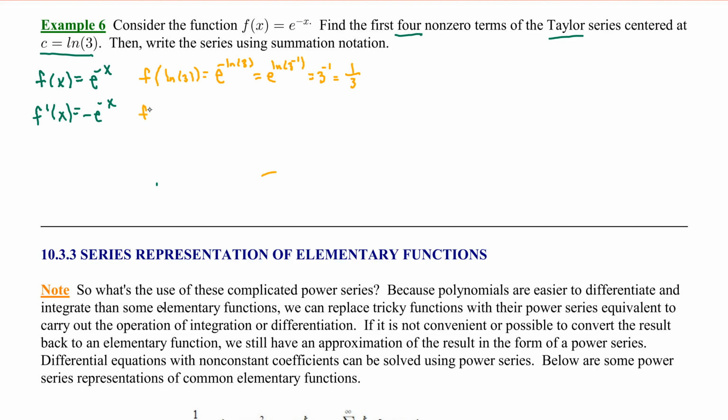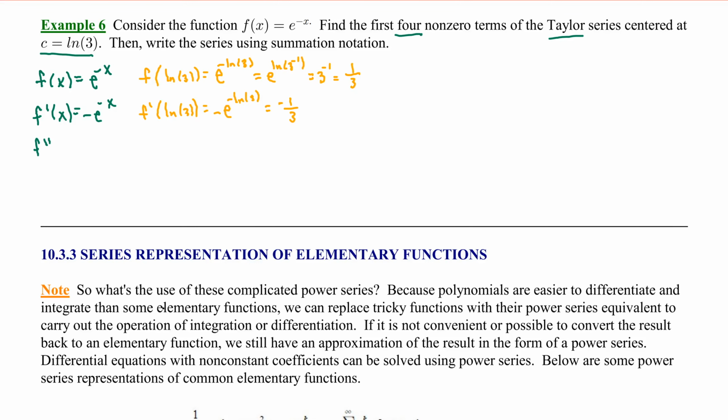Then we're going to evaluate f prime at natural log of 3. That's going to be -e to the natural log of 3. Now, we don't need to go through all the steps again. We saw from the previous line that e to the natural log of 3 simplifies to 1/3. So we can assume -e to the natural log of 3 will simplify to -1/3. That'll be our next coefficient.